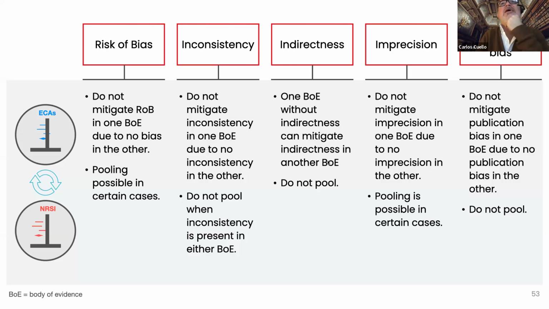So in terms of indirectness, one body of evidence can mitigate indirectness in another body of evidence, but we will not suggest pooling in that case. For example, if you have a guideline addressing, say, children, for the treatment of pancreatitis with oral interventions or food instead of NPO or no diet at all.